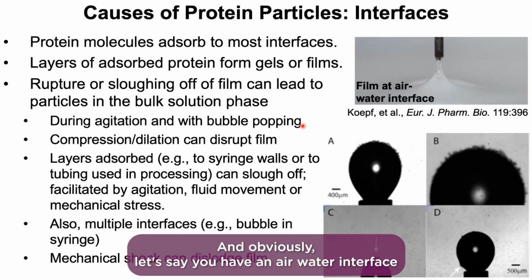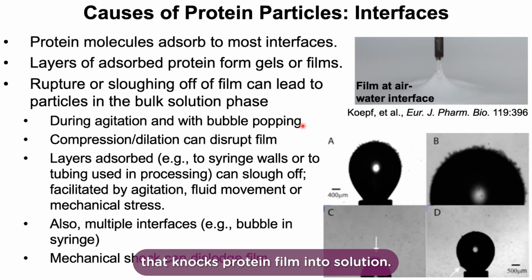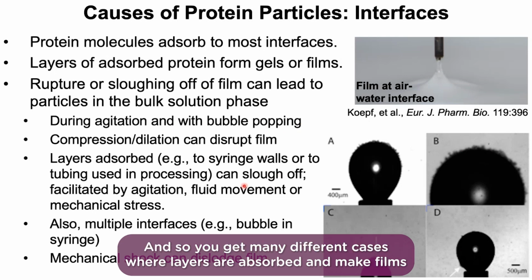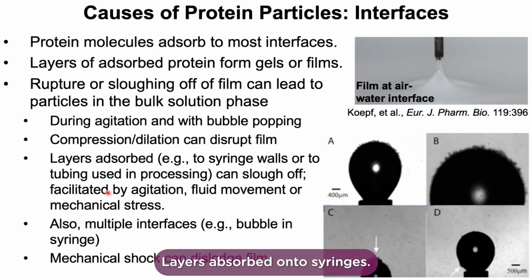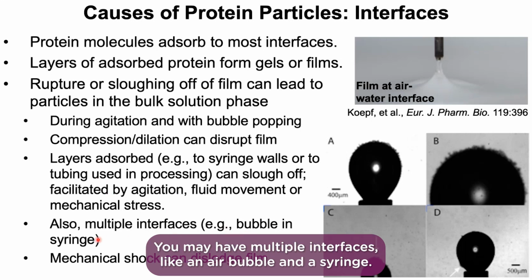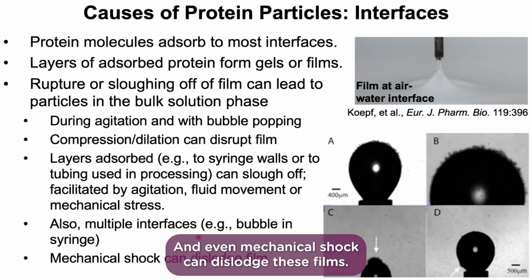And obviously, let's say you have an air-water interface and you're shaking, the interface compresses and dilates, that knocks protein film into solution. Well, new molecules come in to replace it, and you have this continuous process. And so you get many different cases where layers are adsorbed and make films and then break loose, like inside tubing used in processing for peristaltic pumps, layers adsorbed onto syringes. You may have multiple interfaces, like an air bubble in a syringe, and even mechanical shock can dislodge these films.